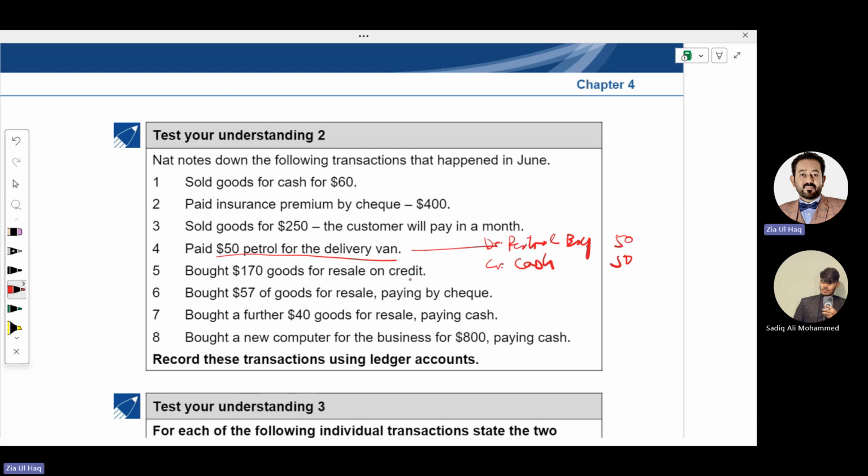Bought 170 goods for resale on credit: purchases debit, payable credit. Bought 57 of goods for resale paying by check: purchases debit, bank credit. Bought a further 40 goods for resale paying cash: purchases debit, cash credit. Bought a new computer for the business for 800 paying cash: computer asset debit, non-current assets, is not goods. Computer debit and cash credit.